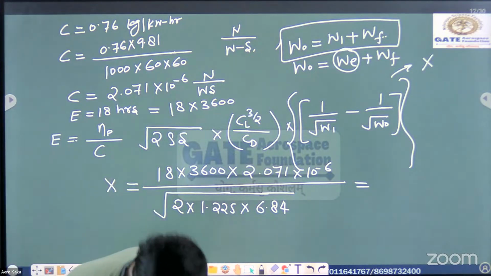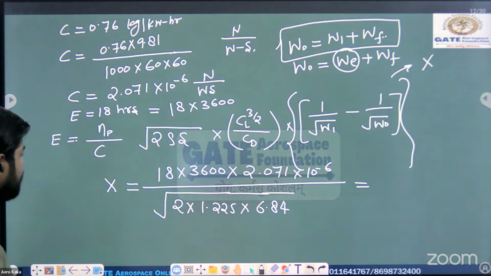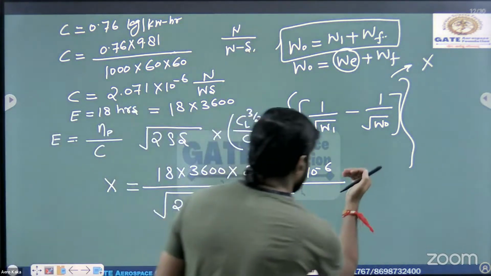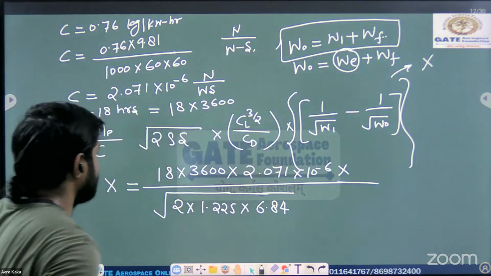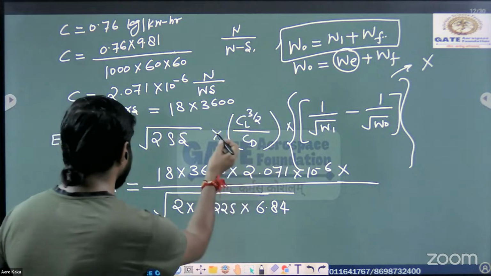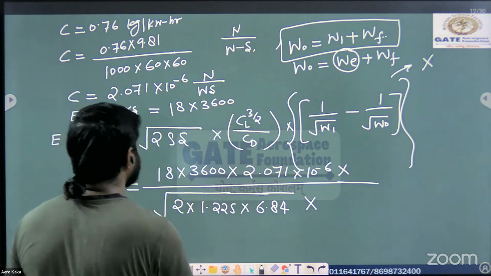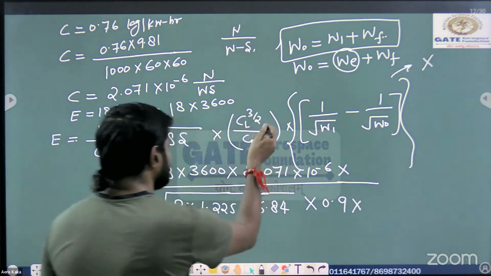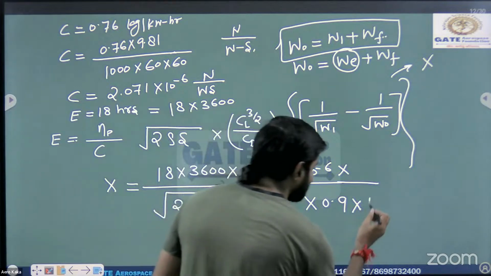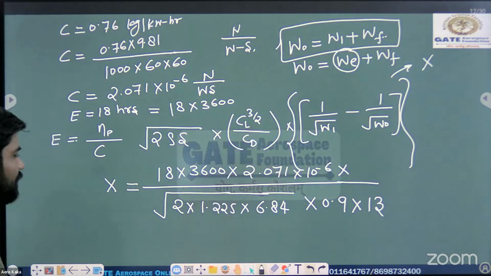Sir, the eta p value is also there, right? CL raised to 3/2 upon CD value. Yes, you are right. So generally we have to take this eta p also. What is this eta p? It is given 90%, right? And CL raised power 3/2 upon CD is also given, 13. Now we'll get the correct one.